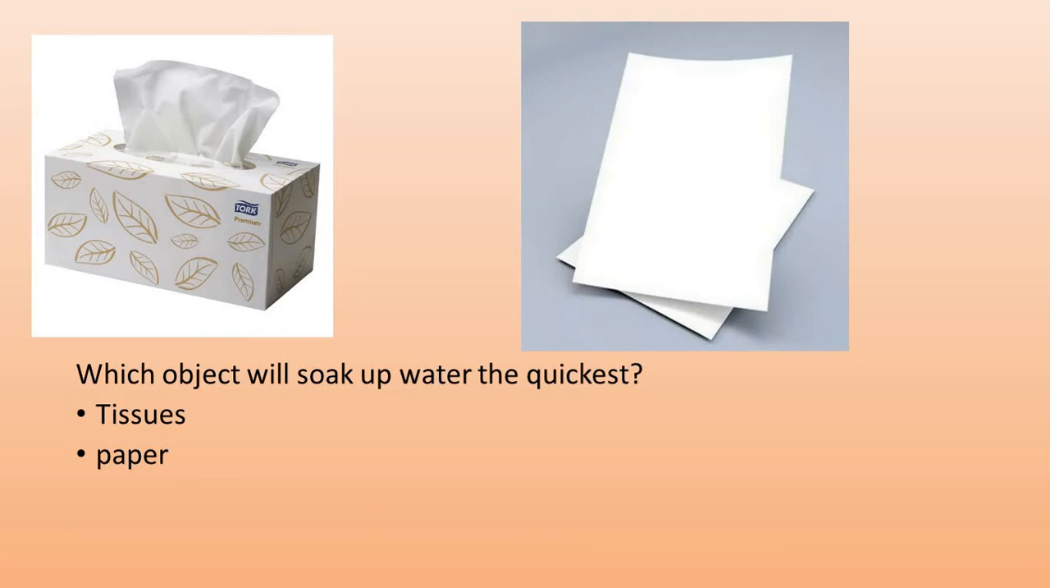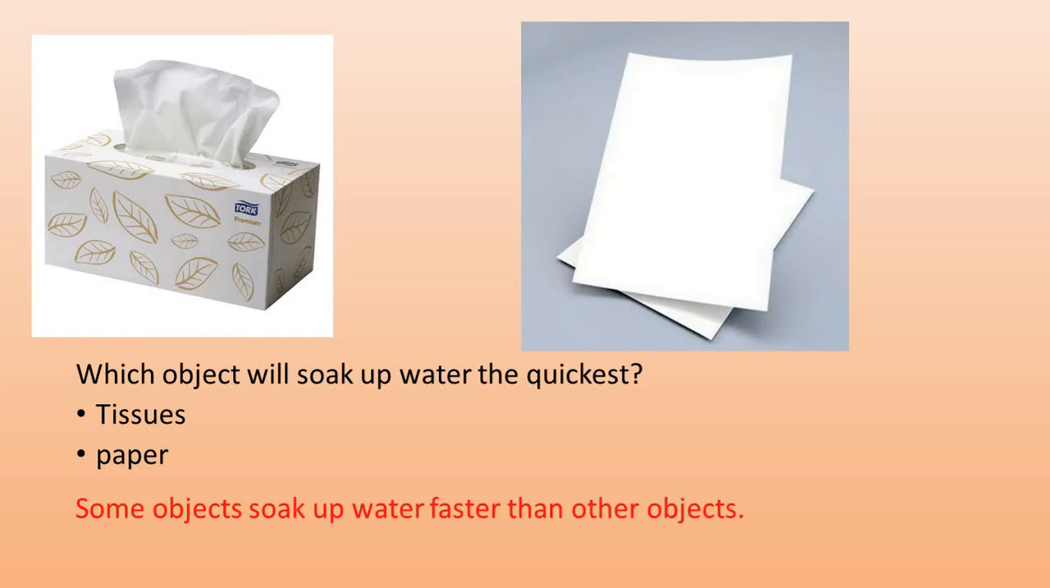Let's see these materials. Here we have tissues and paper. What object will suck up water the quickest? What do you think, grade 2? Tissues or paper? Did you say tissues? Yeah, of course. It's tissues. Excellent. So, some objects soak up water faster than other objects.